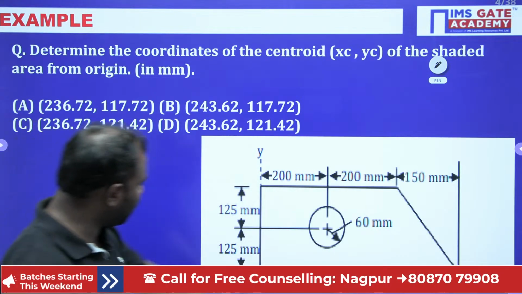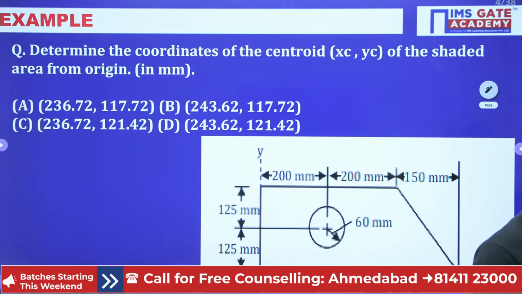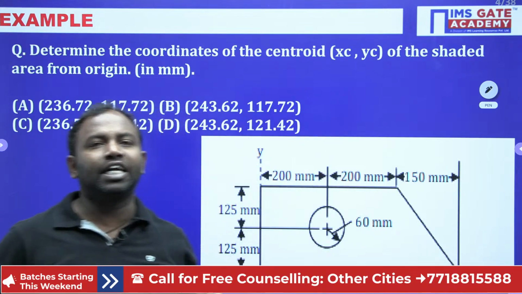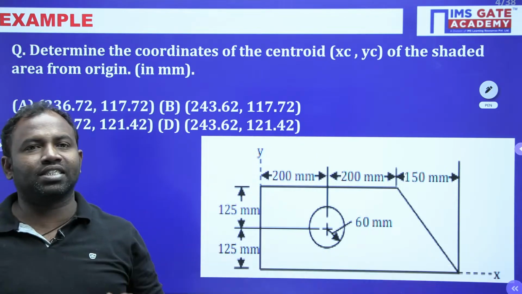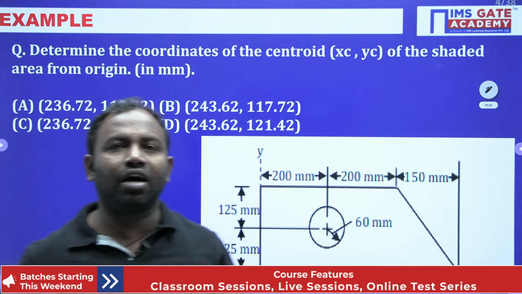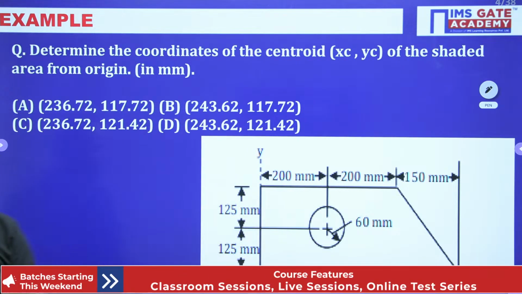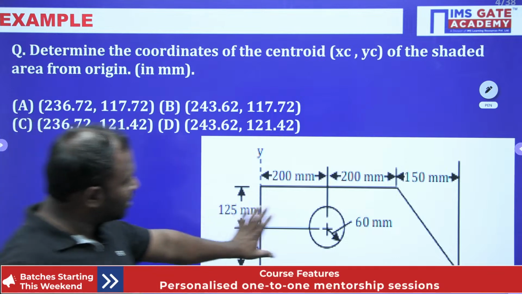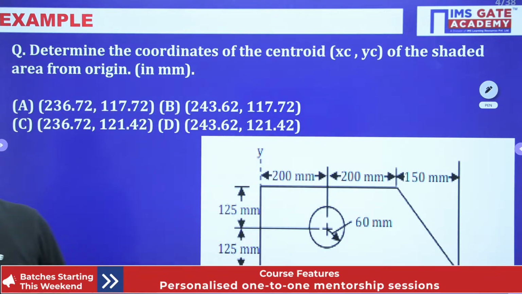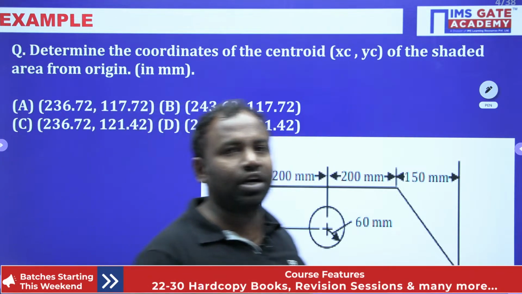Right, have a look at this problem, guys. It is also related to centroid, center of gravity and center of masses. Determine the coordinates of the centroid xc, yc of the shaded area from the origin. That means this is the shaded area, and we are supposed to find its centroid. Options are also given, so try to find it, guys.